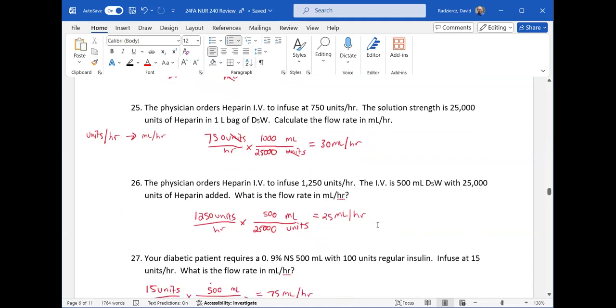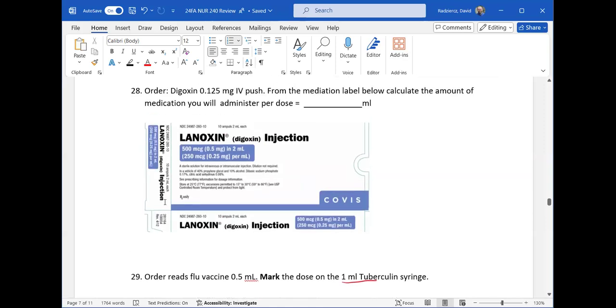All right, 28. There are two pieces of information here on your label, and as long as you use one, you'll be good to go. Basically what it's telling you is Lanoxin is available, and you can use this information or this information. Don't use them both. Your order's in milligrams, but then it gives you micrograms, and in parentheses milligrams. So you can just ignore that and either use 0.5 milligrams per 2 ml, or what I would recommend is using the 0.25 milligrams per ml. So I would just eliminate that.